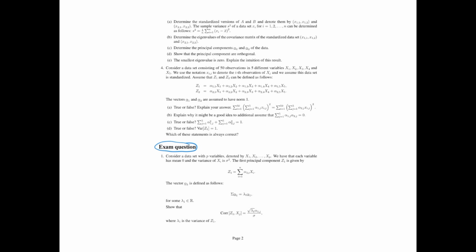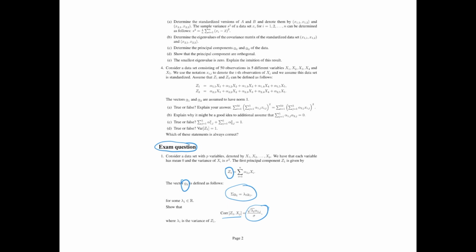Then we determine the z1 as a linear combination of the xi's, where the weights are determined by the vector alpha 1, which we derived during the lectures. It's the first principal component, which means it's an eigenvector of your variance-covariance matrix. So this here holds. And what we have to prove is that the correlation between z1, my first new variable, and xj, my original random variable, can be expressed using this formula.